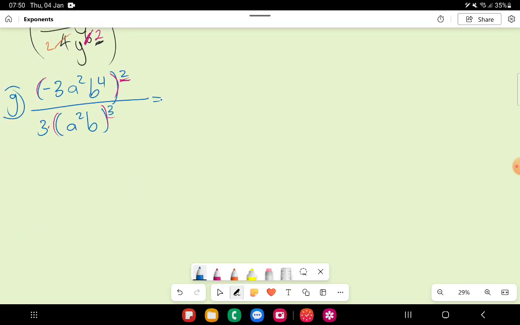And we're going to say, okay, minus squared is plus. 3 squared, a^(2 times 2), b^(4 times 2) over. That 3 stays on the outside. It's untouched. It's outside of this bracket. It is not cubed. a^(2 times 3), b^(1 times 3). If there's nothing written, it's to the power of 1. If it's to the power of 0, it will say to the power of 0. Okay, so that becomes 3 squared.